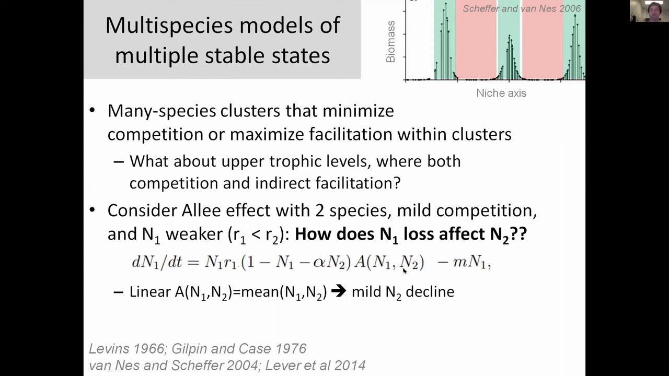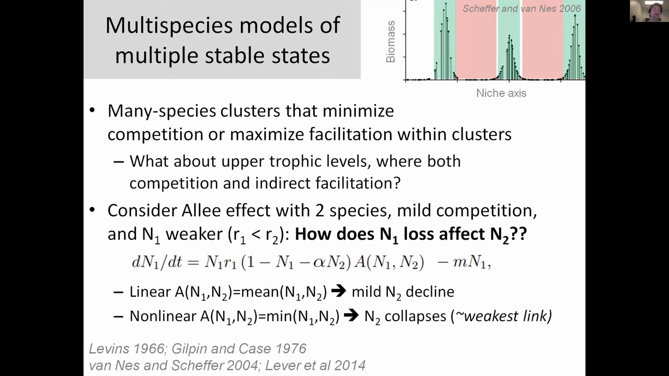One option is maybe this Allee function is linear, like an average of the species densities. So they're helping each other in the same way. And then if we lose one species, you might get a mild decline in the other. The other extreme is if it's a nonlinear function, like the minimum of those two densities. For instance, each species is providing a key limiting nutrient or alleviating a key stressor. Then as we lose one species, we might see the other one collapse as well. So the persistence of the entire community of two species really depends on the weakest species being there. And as soon as you lose it, the rest of the system might collapse as well.